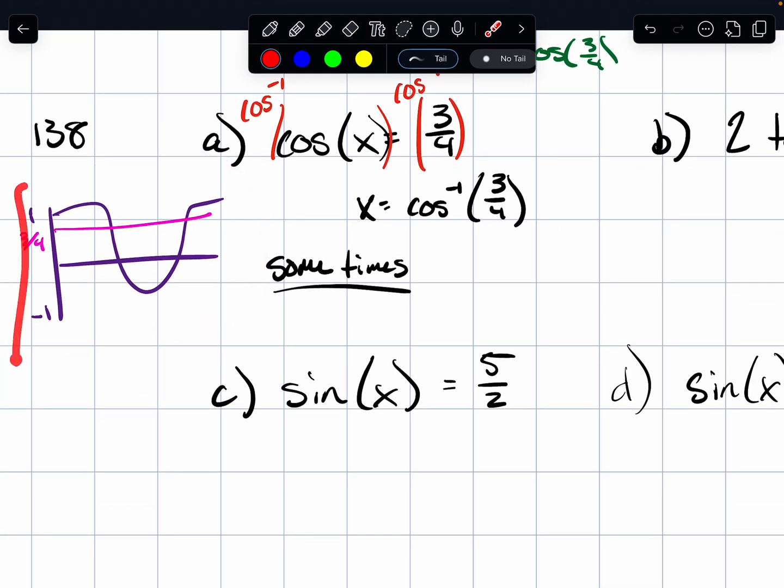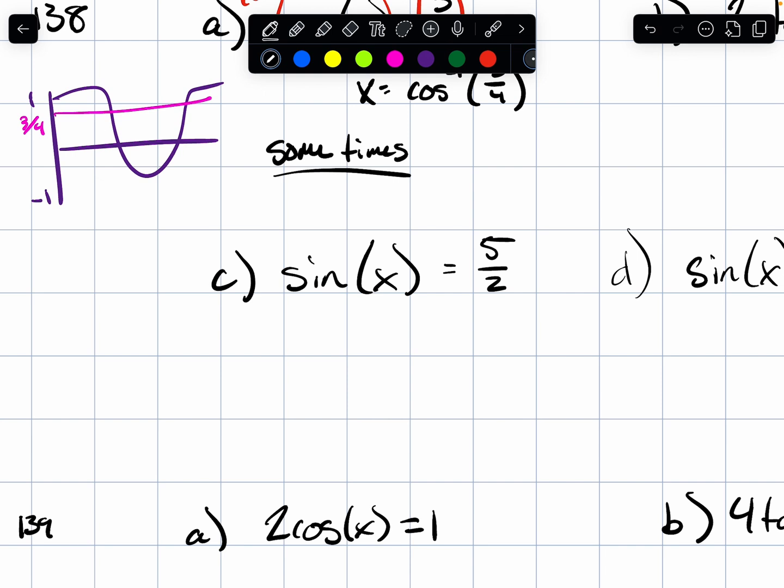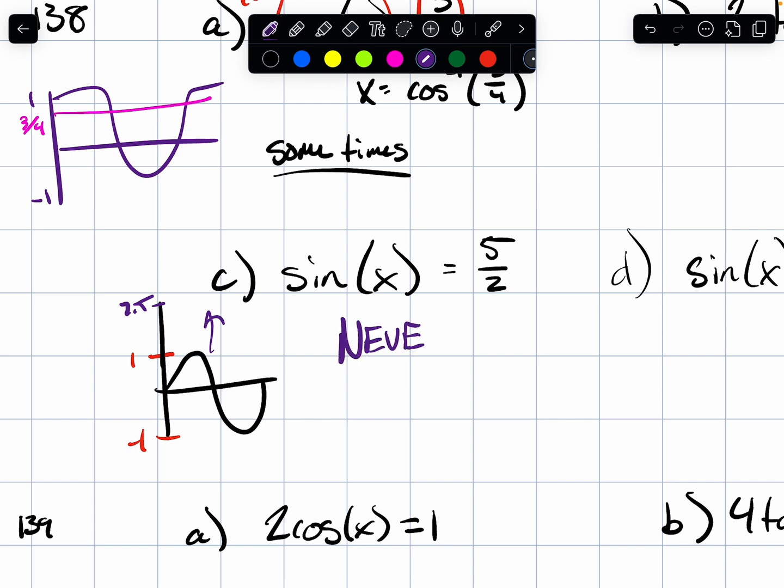And while we're thinking about this graph, I'm going to go ahead and do this question a little bit out of order. So once again, I know that sine lives in between 1 and -1. Now, sine equals 5/2. This says, when does my sine function equal 5/2? 5/2, as we know, is 2.5. And my wave is never going to go up that high. So this is never. So sine will never equal 5/2.